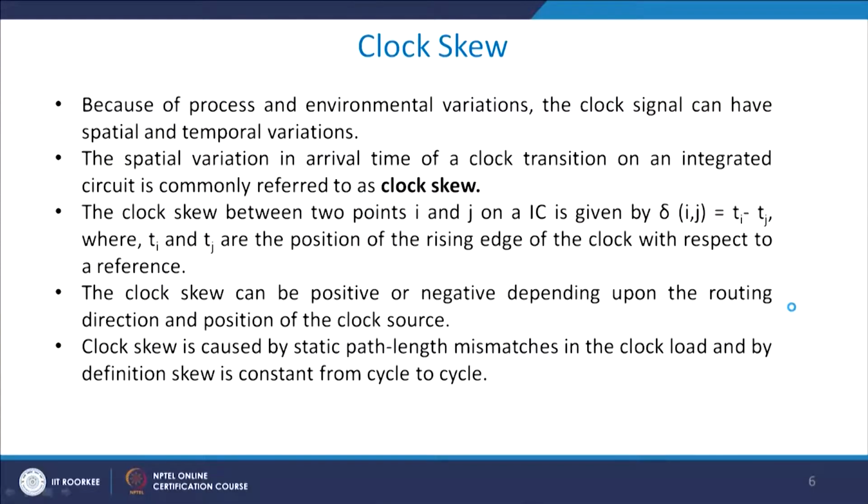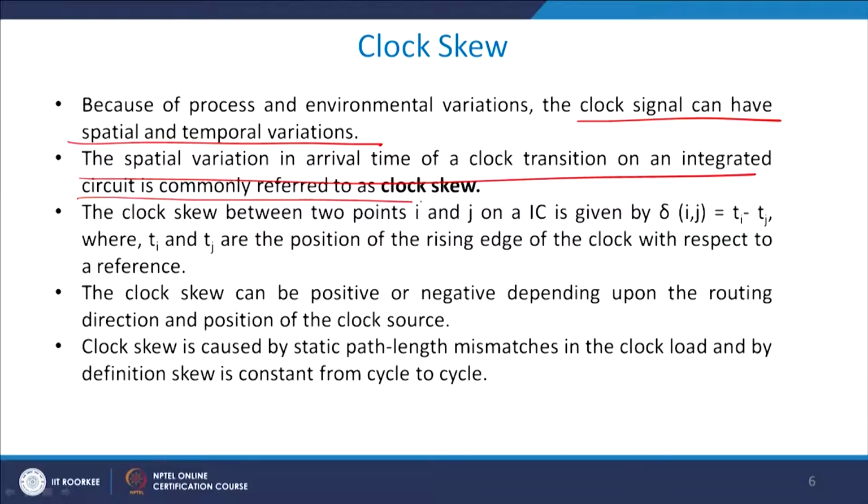So, let us look at clock skew now. We have understood the basic idea about the delay concepts. Let us come to clock skew. Because of process variations and environmental variations, the clock signals can have spatial and temporal variations. So, how do you define clock skew? The spatial variation in the arrival time of the clock on an IC is referred to as clock skew, which means that I will give an example.